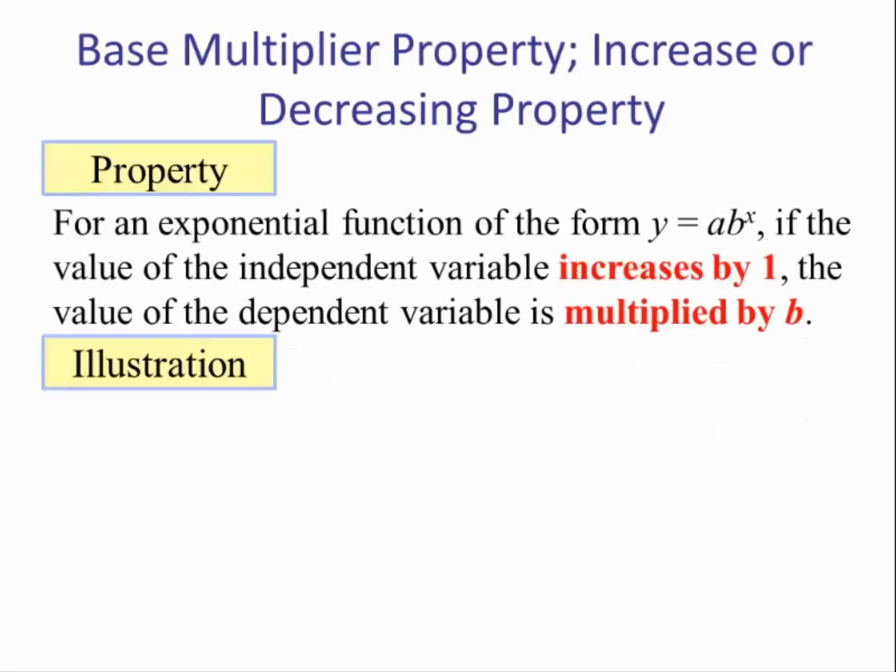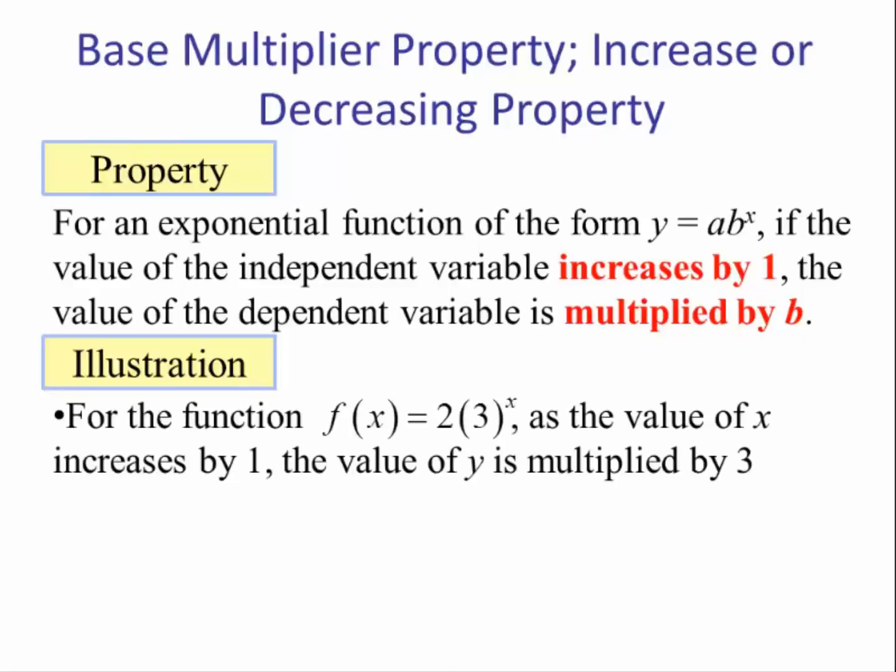Lesson objective: base multiplier property, increasing or decreasing property. Property: for an exponential function of the form y equals a b to the x power, if the value of the independent variable increases by 1, the value of the dependent variable is multiplied by b, the base. For the function f of x equals 2 times 3 to the x, as the value of x increases by 1, the value of y is multiplied by 3. The number will keep getting larger and larger and larger.